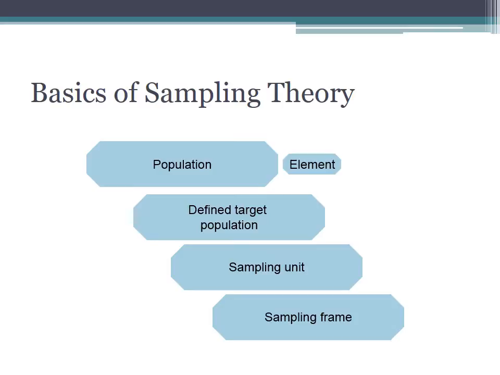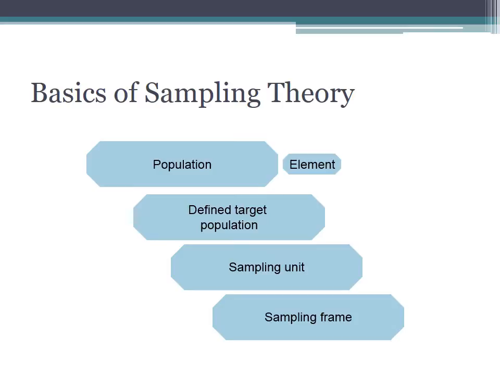The elements are those individual pieces. So if we're talking about monkeys in the Amazon, the elements would be the actual individual monkeys. The defined target population is the complete set of elements identified for investigation. So these are the ones that are relevant to our investigation and have been identified and defined by the research question as being eligible for our investigation. The sampling units are the target population elements available for selection during the sampling process. So some of those elements may not be available to us for research.